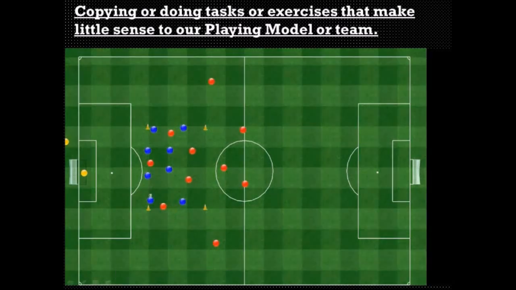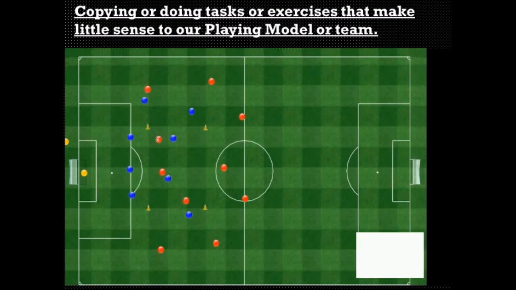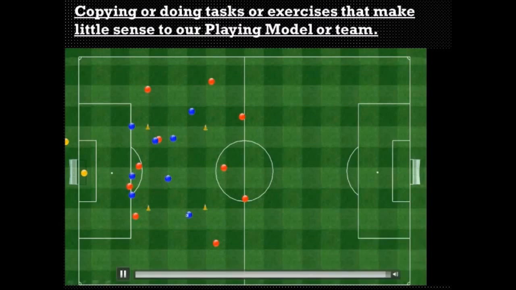Okay, I'm going to play it first so you can see it. Maybe you won't recognize the problem. And the red team in this case will attack. Okay, and it will become 10 versus 9 with the goalkeeper, 10 versus 8 plus the goalkeeper. Now, what is the problem with this task or this exercise?